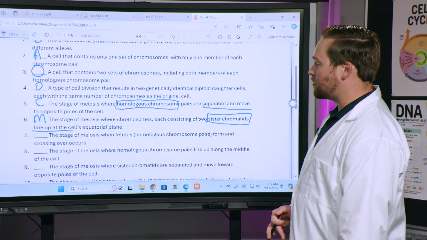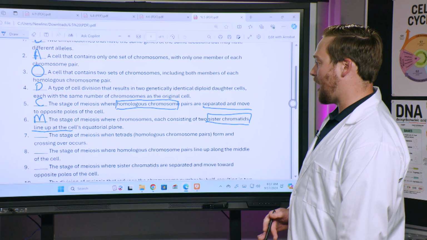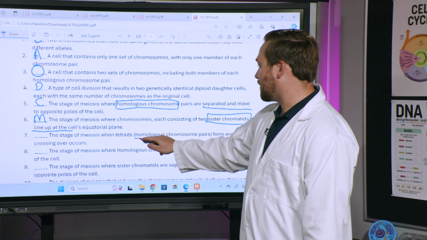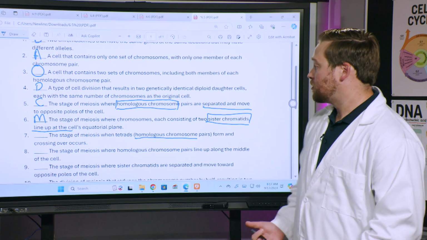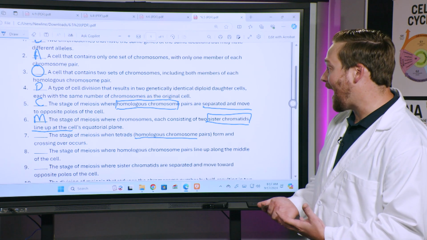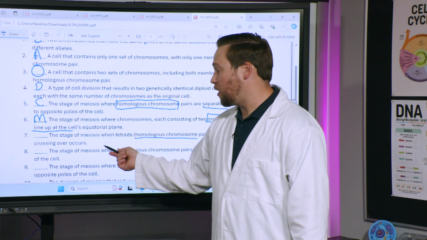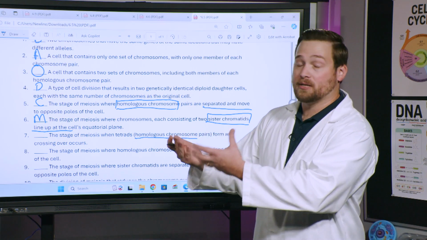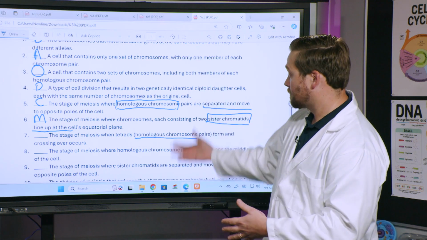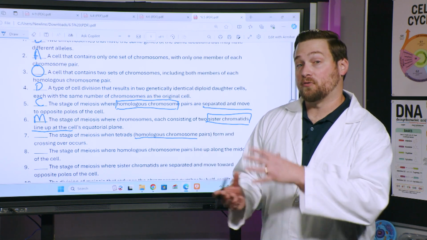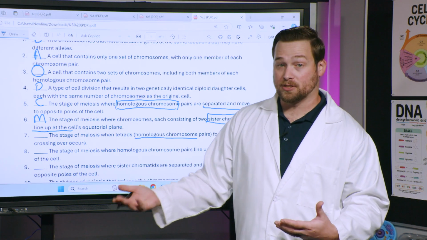7, the stage of meiosis when tetrads, homologous chromosome pairs, form and crossing over happens. Okay, again, I see homologous chromosomes, so that lets me know that I'm in meiosis 1, okay? So now I just have to figure out which part of PMAT it is. Well, when it says the tetrads form and crossing over occurs, remember that all happens in prophase. Prophase is the longest, it's the most complex part of meiosis and mitosis. So if you're not sure, you can usually just guess prophase because that's when most of the stuff happens.